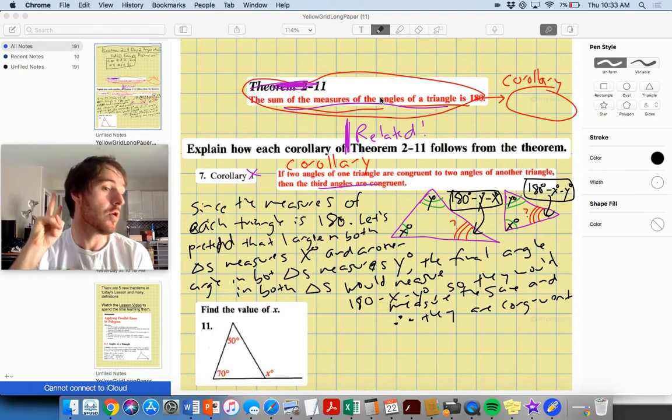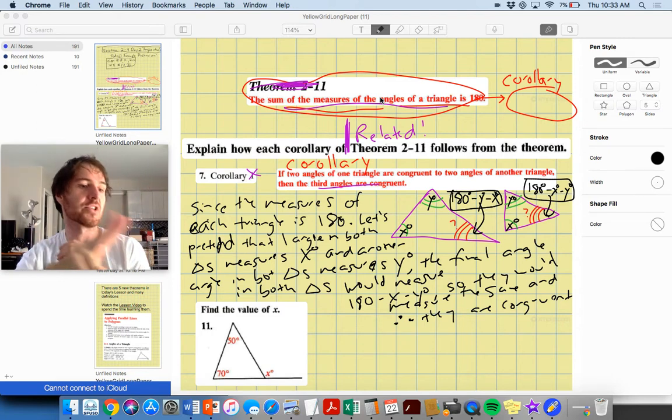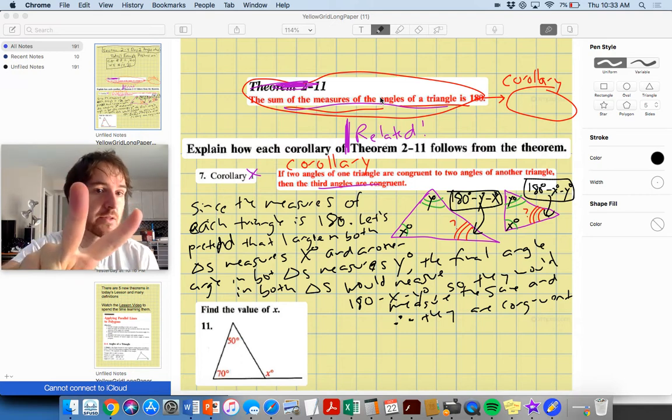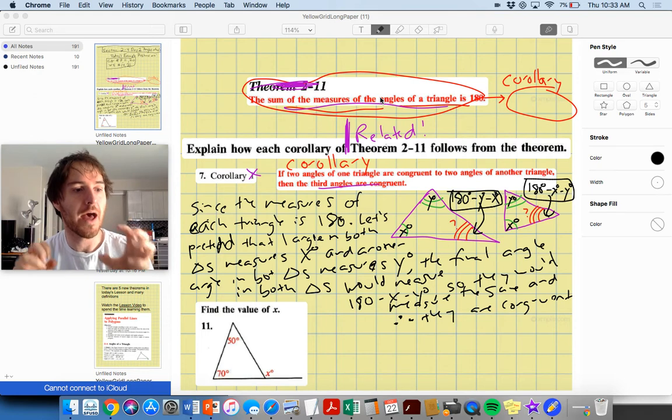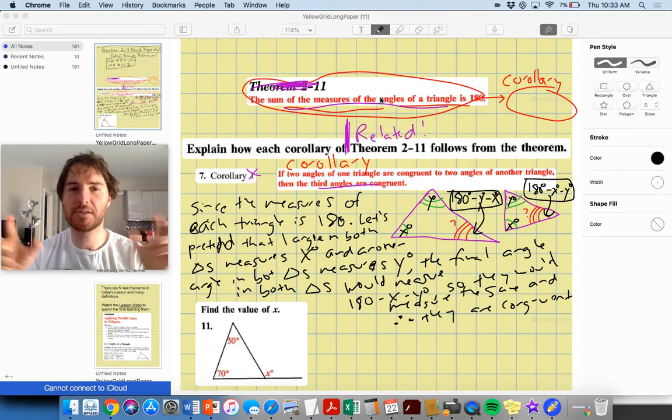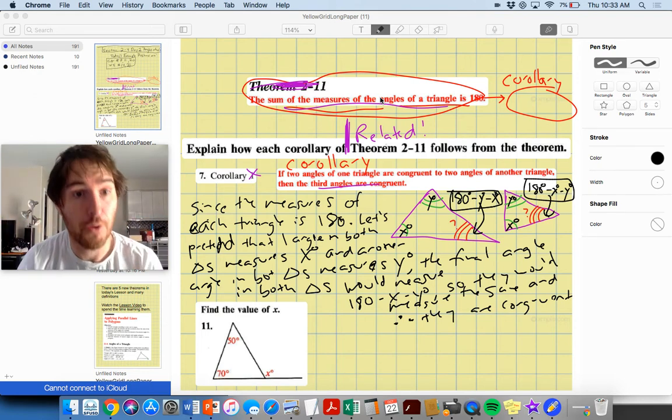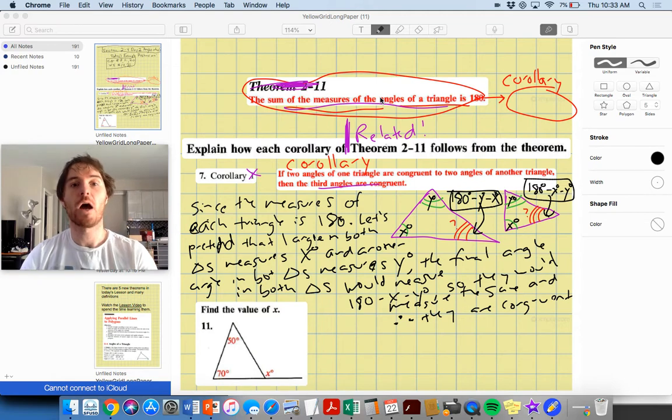That's the idea. If we know two of the angle measurements and we subtract them from 180, we get another measurement. So if those two angle measurements are the same, then when we subtract from 180, we are going to know that between the two triangles, if they share two angles in common, they're going to share the third, because we only have 180 degrees to work with here. All right, so that's number 7.